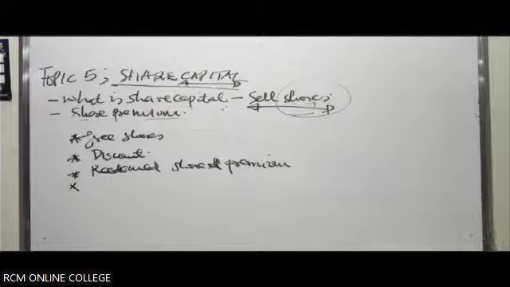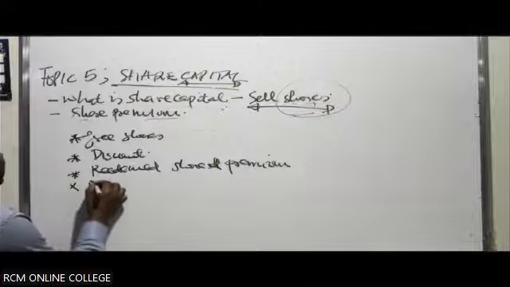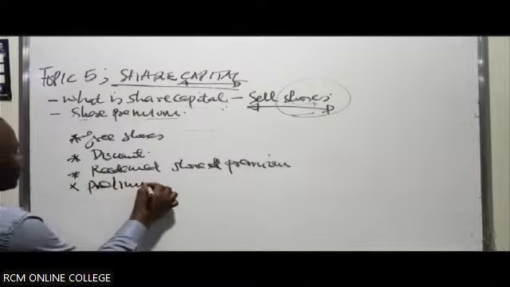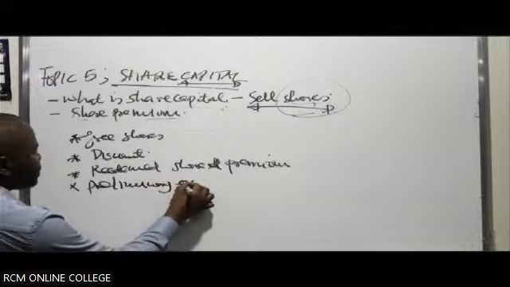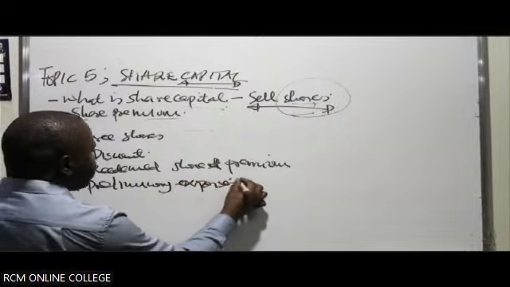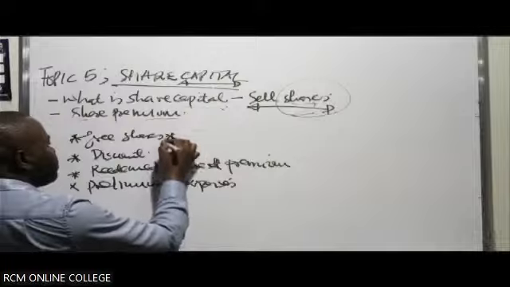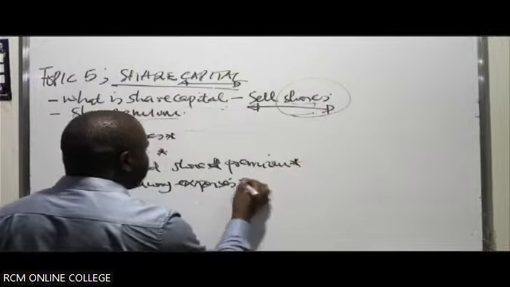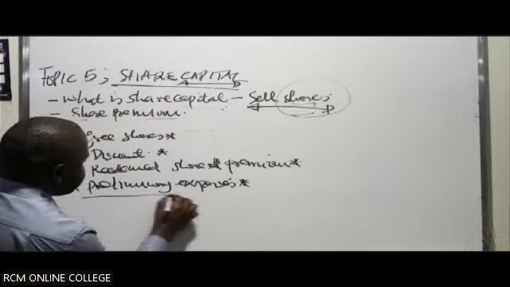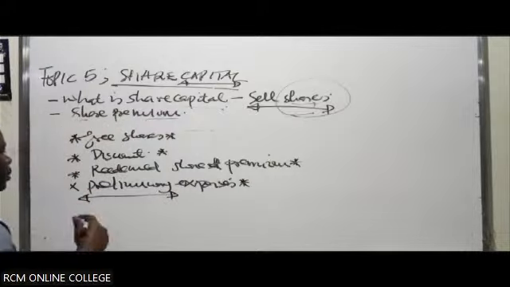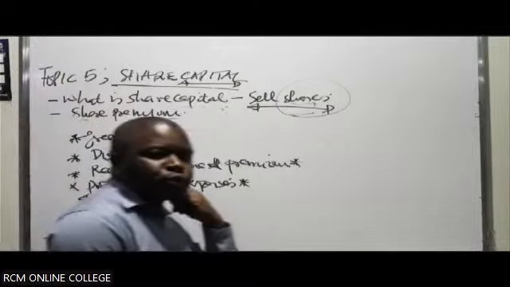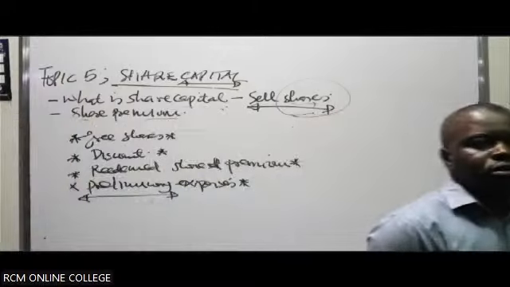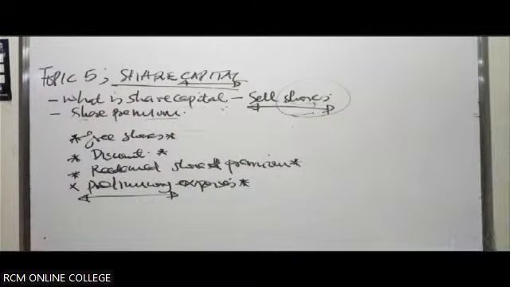Maybe you have incurred some what? Preliminary expenses on the formation of the company. These are part of the purposes for which this share premium can be utilized. When you talk about preliminary expenses incurred to enable the formation of the company, you can use this share premium to defray those kinds of what?